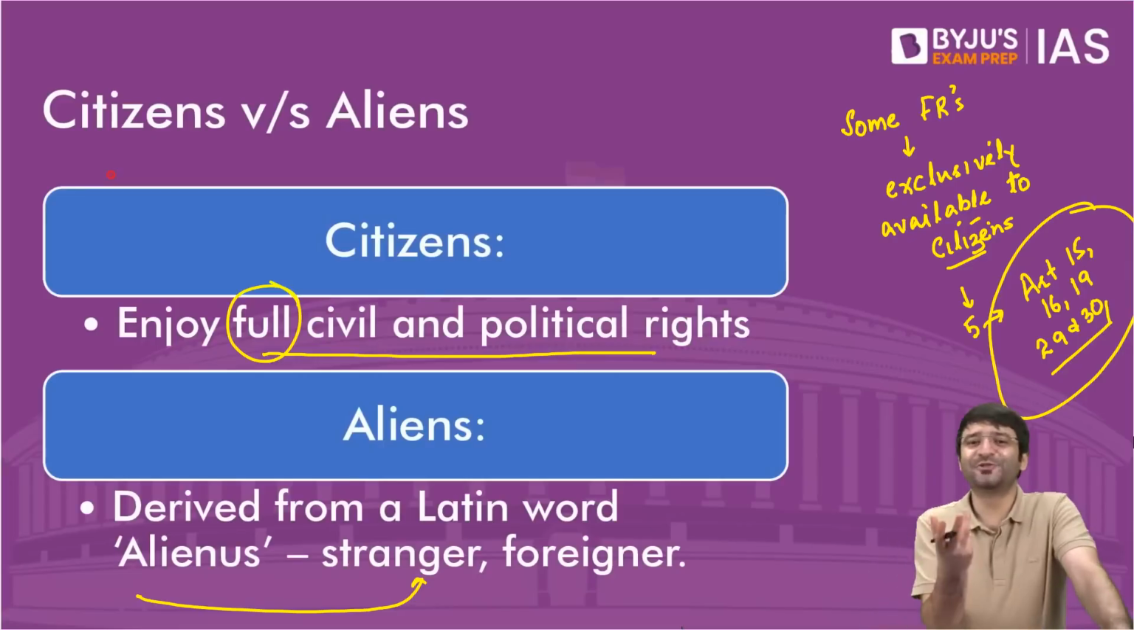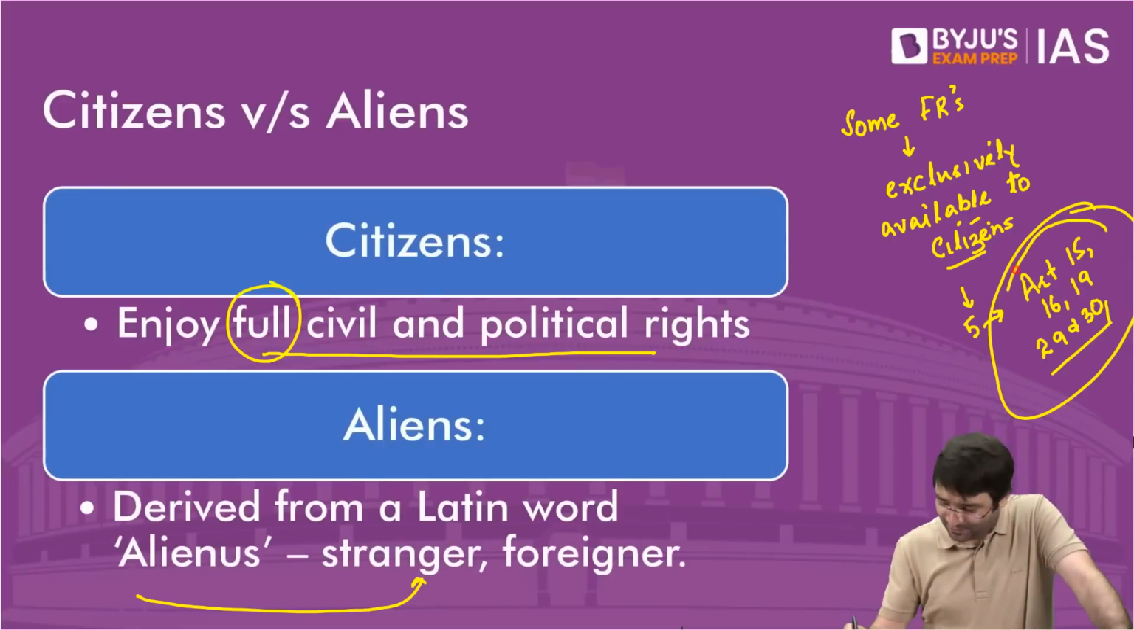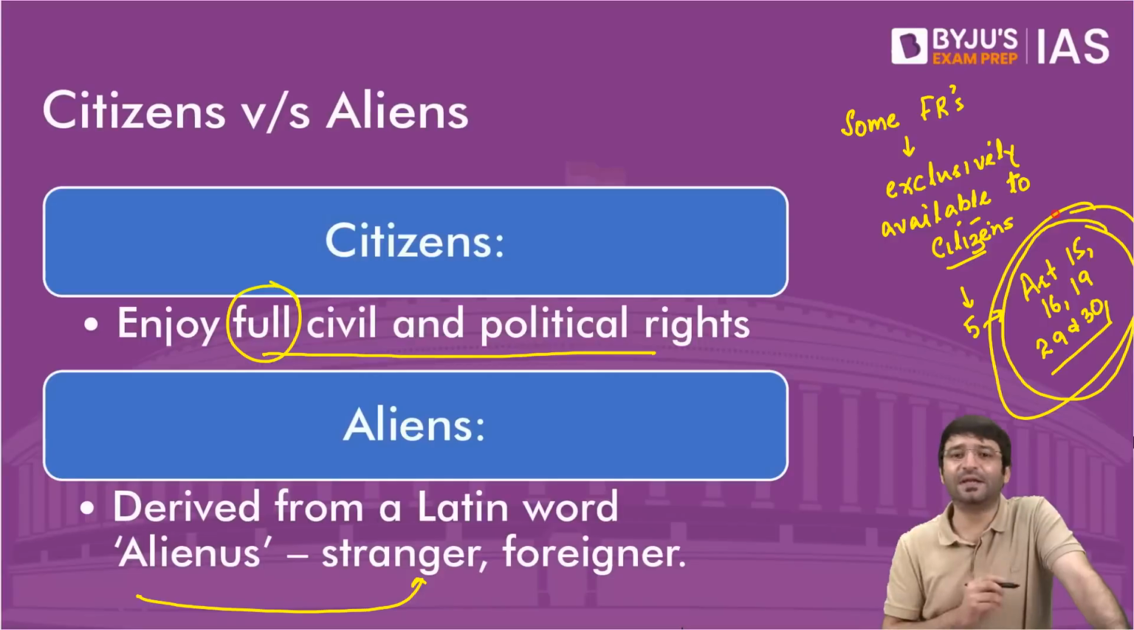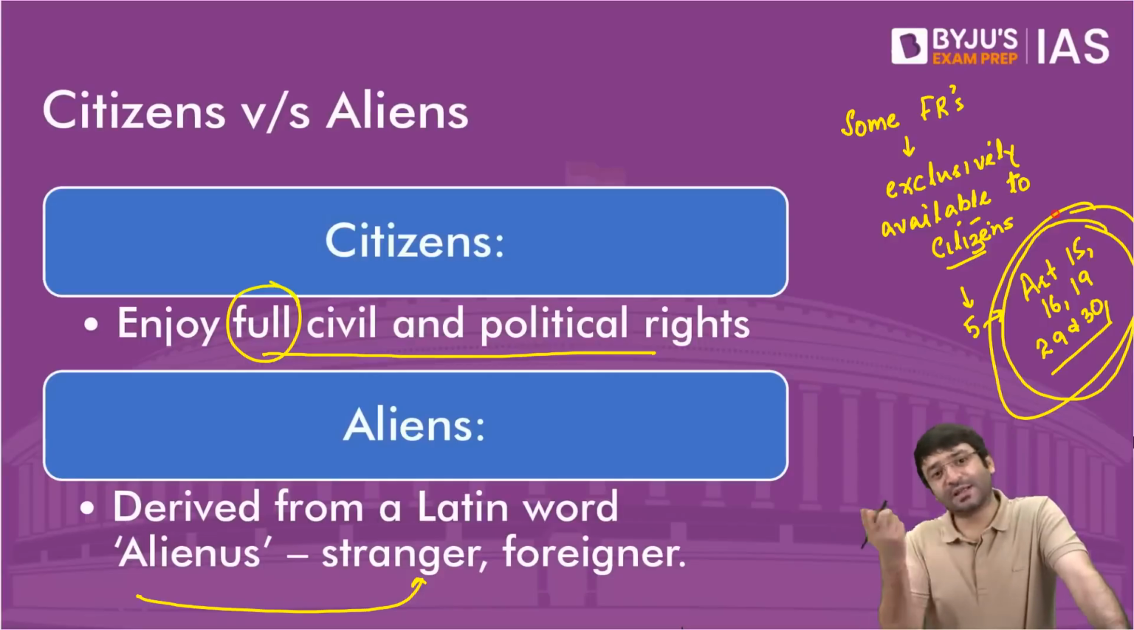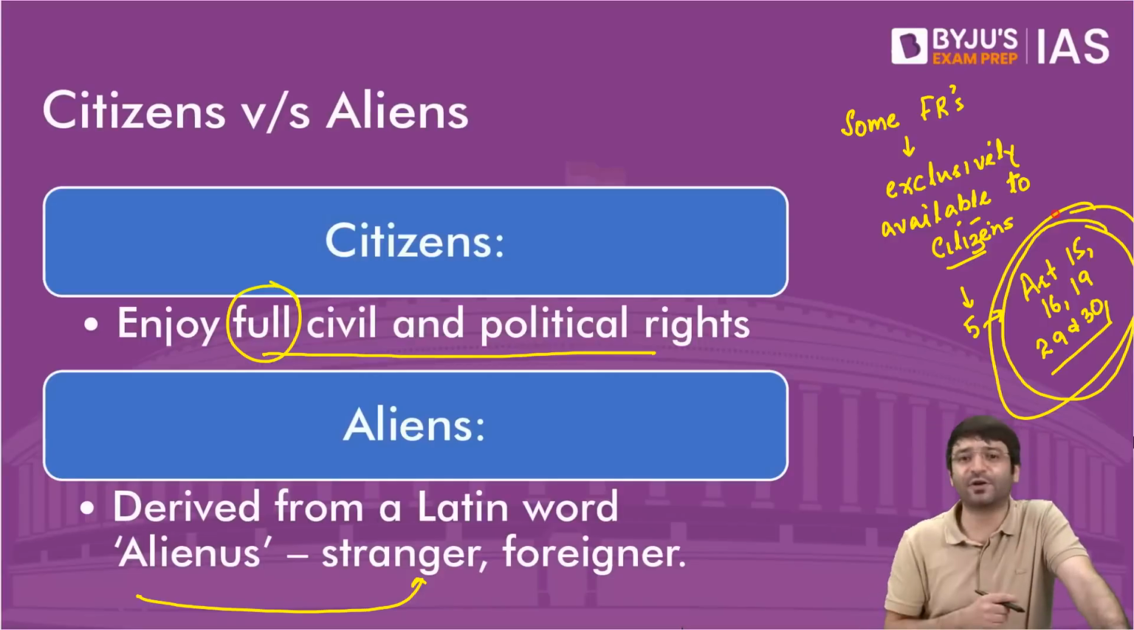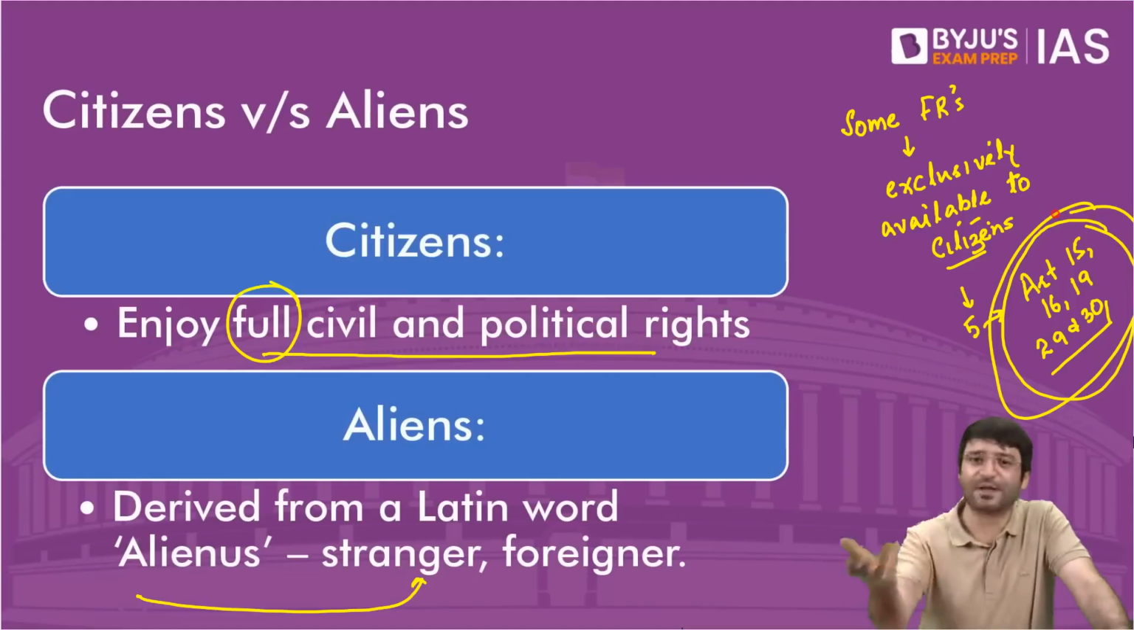Sometimes you just need to deduce things. If these are the only fundamental rights which are exclusively available to citizens, it means all other fundamental rights are available to citizens as well as foreigners. So every other fundamental right is applicable to foreigners.